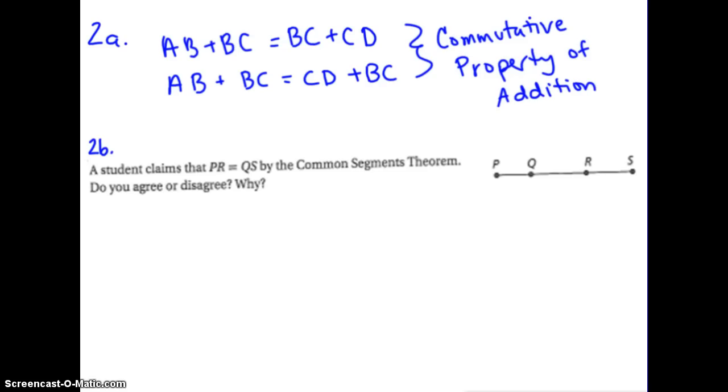Alright, 2B. It says the student claims that PR equals QS by the common segment theorem. Do you agree or disagree? This is actually not true. It's only going to be true if we know that PQ is congruent to RS. So write your explanation there.